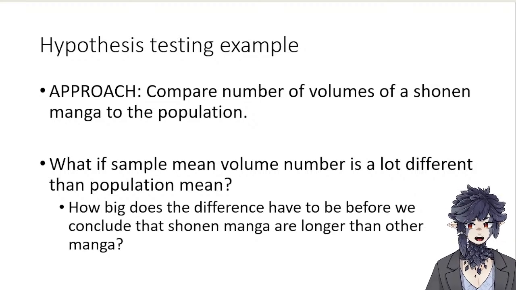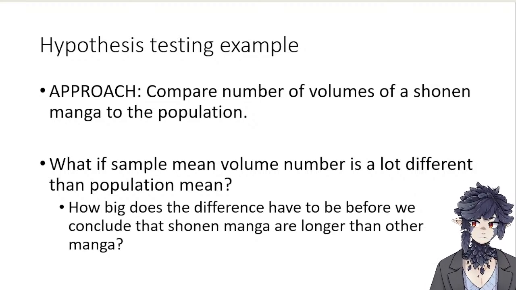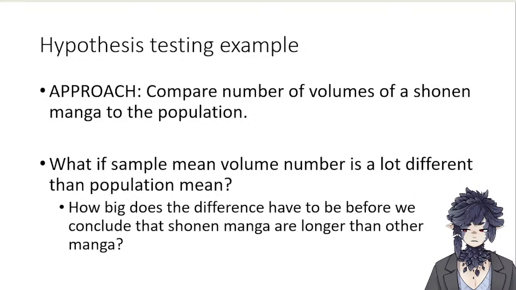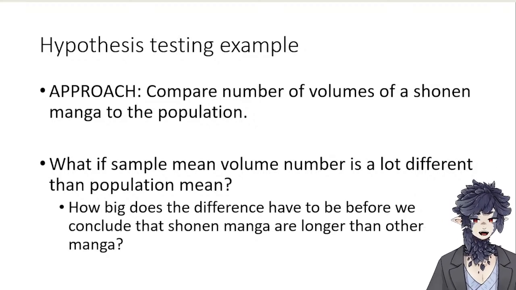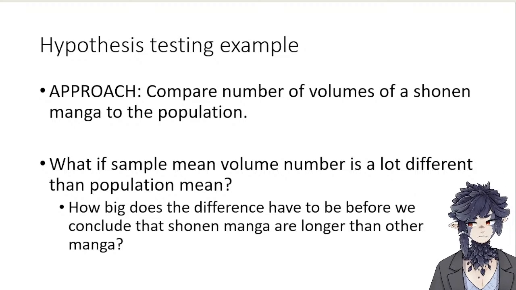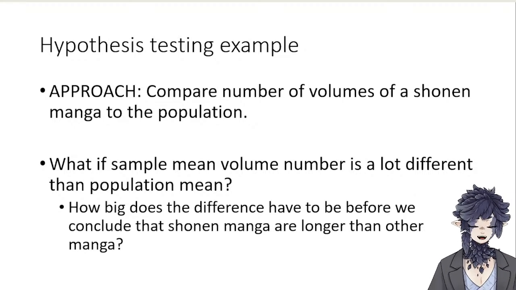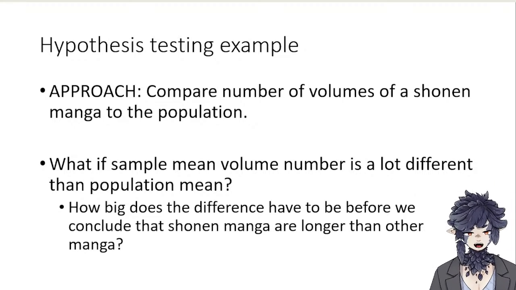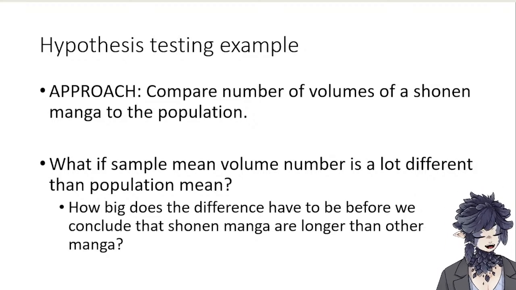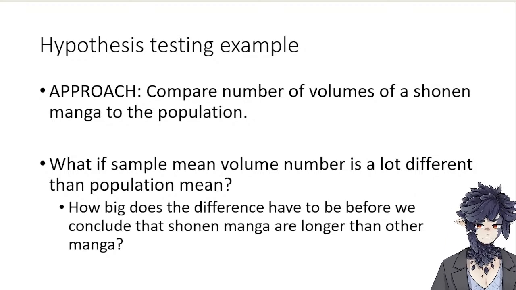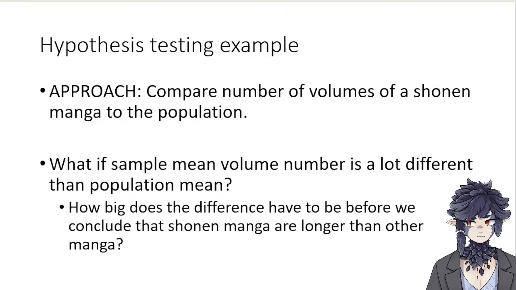So we need to draw a line somewhere. We need to draw a line where we say, if the difference between manga on average and shonen manga is this big or more, then shonen manga probably is longer than other manga. If the difference is less than this, then we can't conclude that shonen manga is any different. It could just be sampling error. It could just be we happen to randomly pick some particularly long shonen manga.